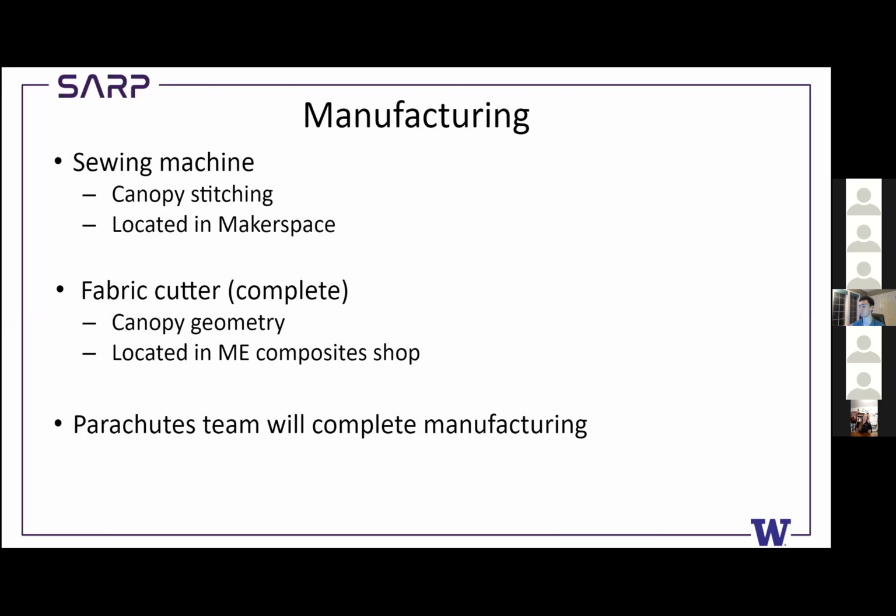Next slide. For manufacturing, the sewing machines that we'll use are located in the makerspace, the mill, and that's where all of the sewing will be done. We've already cut all the fabric for this year, but if we had to do that, that would be in the composite shop on that CNC fabric cutter, which makes our job a lot easier. The parachutes team will be completing all the manufacturing, so there's no cost associated with that.